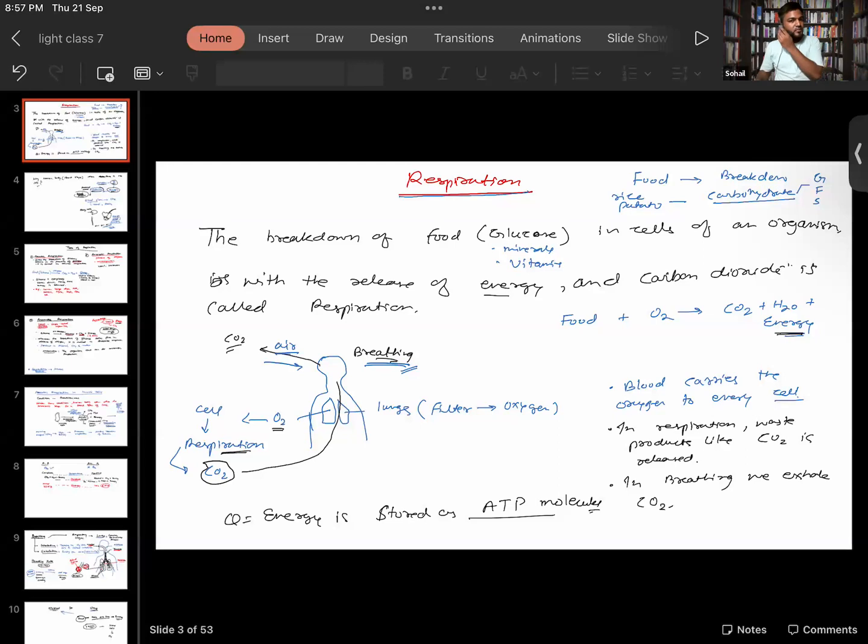We've discussed nutrition in animals already, right? I guess we discussed that, where we talked about the types and different processes involved in nutrition: ingestion, digestion, absorption, assimilation, and excretion. And we talked about the digestive system of human beings.